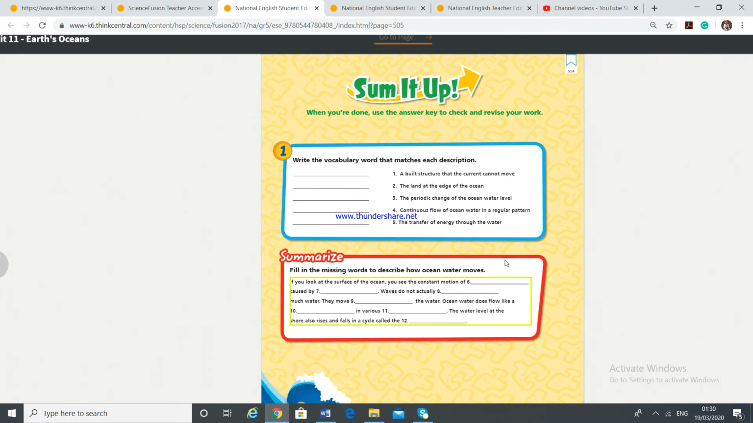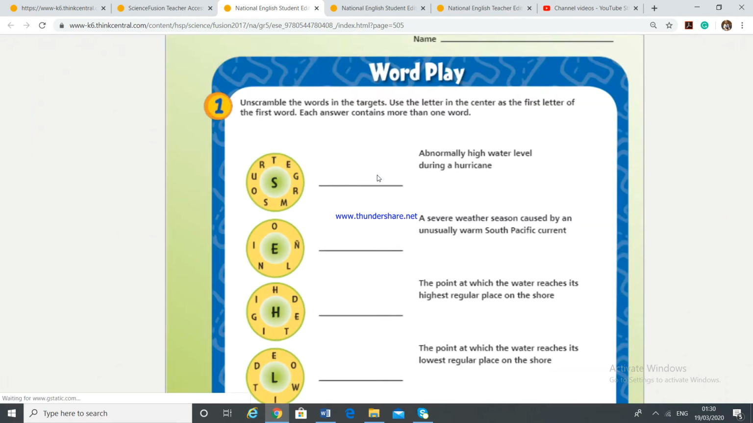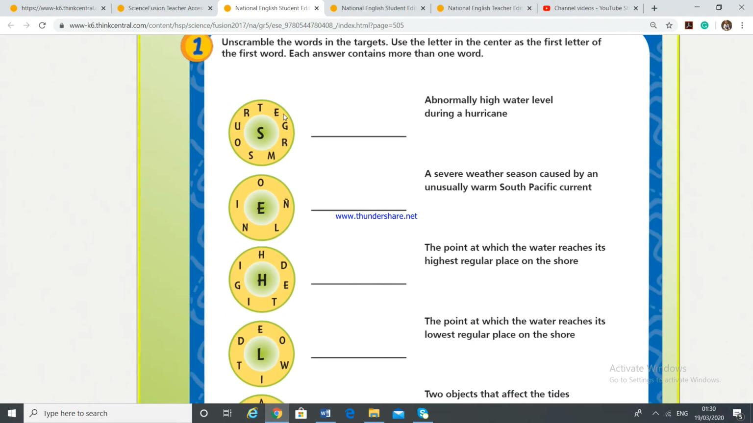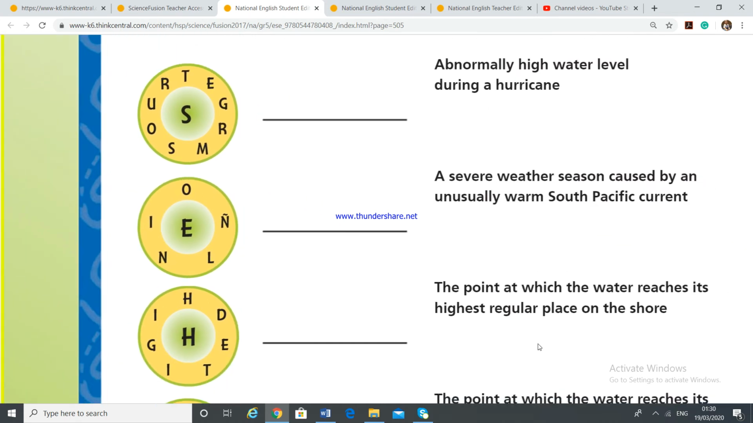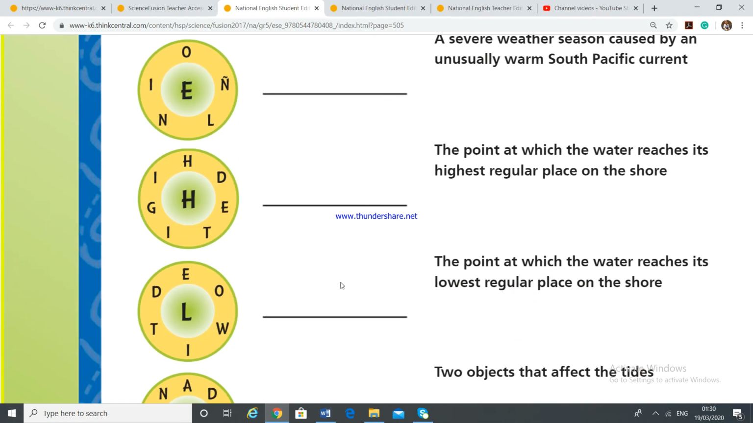So now coming to the next page here, our word play, it's very easy. These are jumbled words, these are scrambled words. Unscramble them. High water level during a hurricane. You remember hurricane and high water level, storm surge. And I told you suddenly weather changes from hot to cold or cold to hot. It was El Nino. And the point at which the water level is highest is high tide. Lowest, of course, low tide.